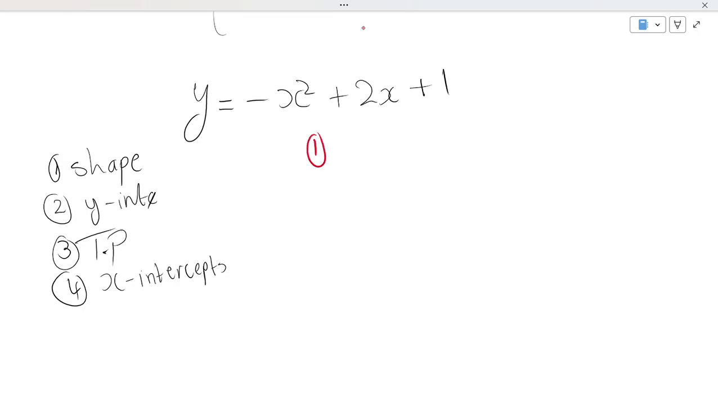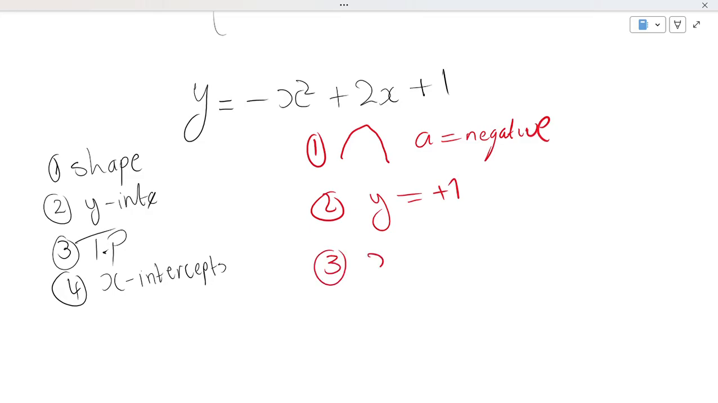Okay. So the first thing, the shape is a frown. Why? Because a is negative, right? Yes. The y-intercept is 1. And then three, the turning point, you're going to use the two formulas, right? So minus b over 2a. Sorry, a is negative 1. So here you're going to have 1.